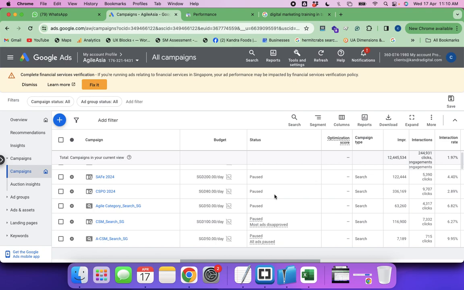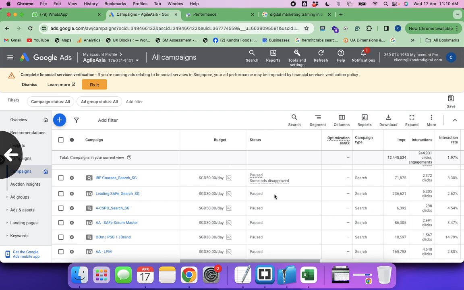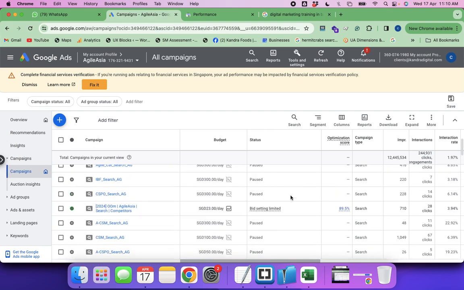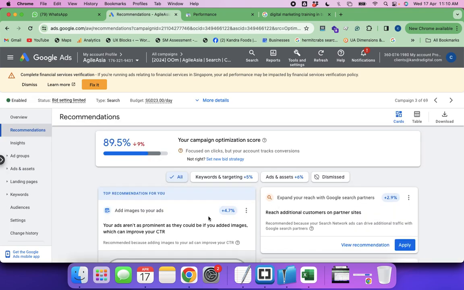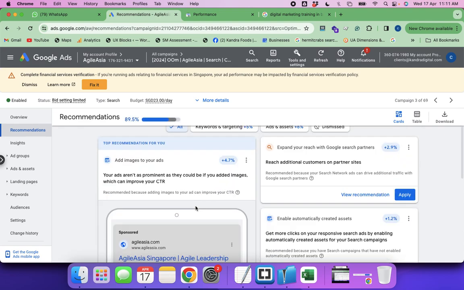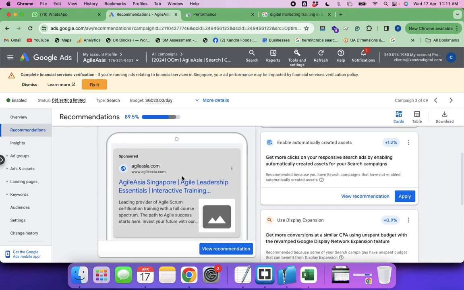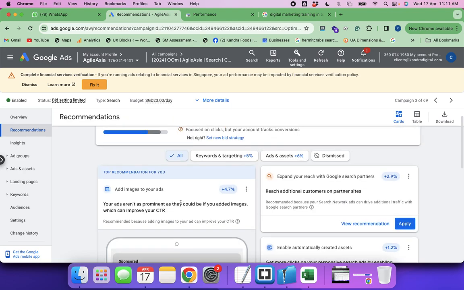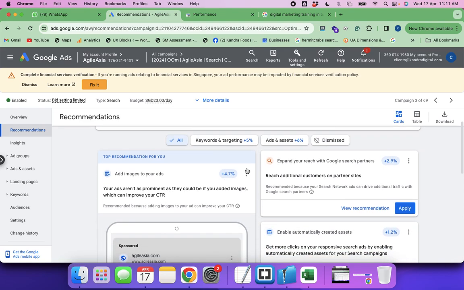Did you all notice that? Yes. Yeah, I'll show it to you. Wait. Yeah, 89.5 percentage. So when you click on those, see what it is suggesting now. Your ads are not as prominent as they could be. If you add an image, it's showing you how it looks. The ad becomes more attractive. See, now the logo is also missing here. If you add these two things, the CTR will improve. And anyway, if you take an action, the ad score for this campaign itself will improve.